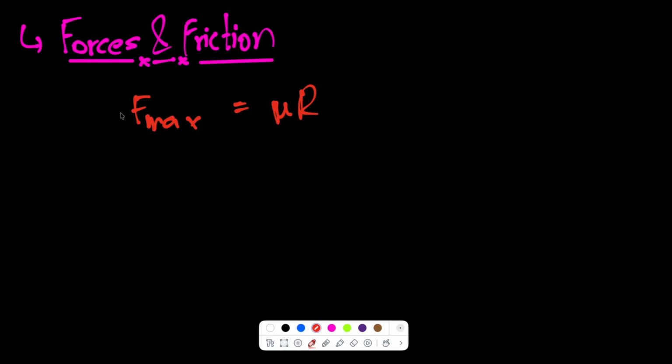So let's say we are told that the object is in limiting equilibrium. This means that the force that tries to push or pull the object is equal to the maximum friction force. That means mu R. And whenever an object is not at limiting equilibrium and it's stationary, that means the friction force is less than mu R. So the friction force is less than the maximum friction.